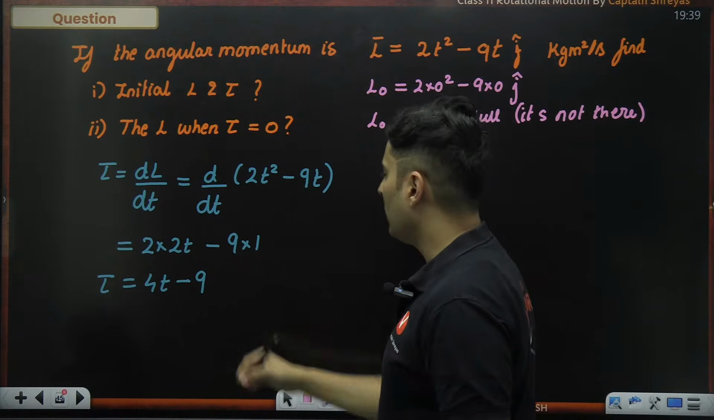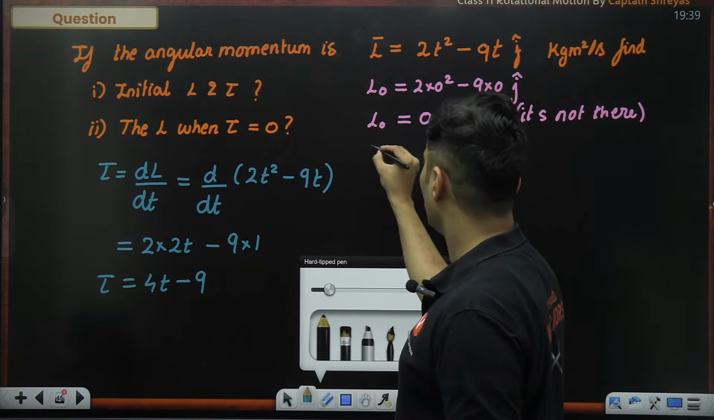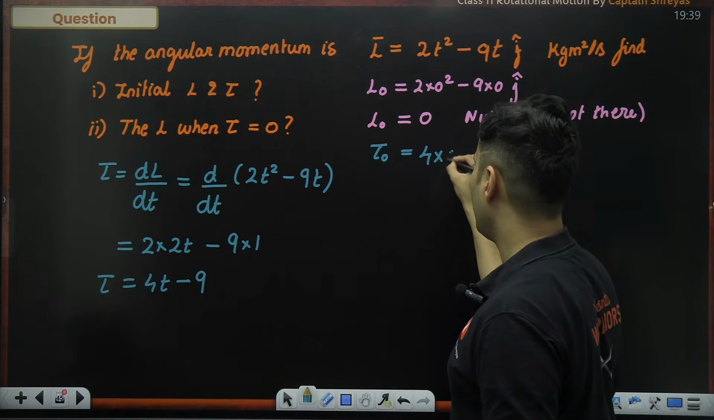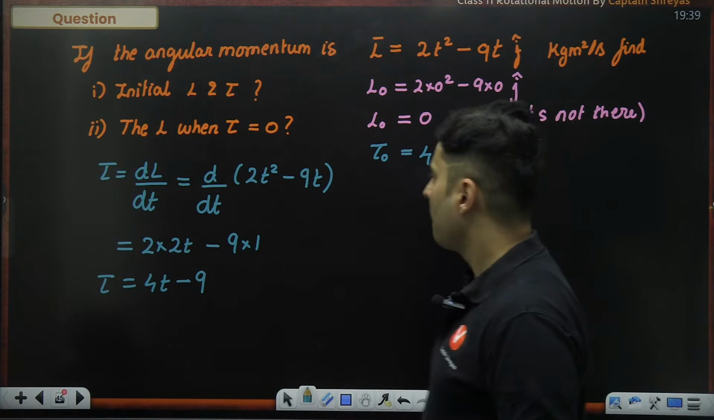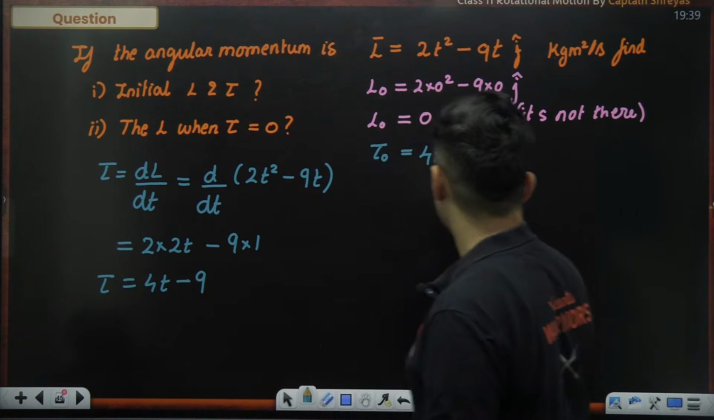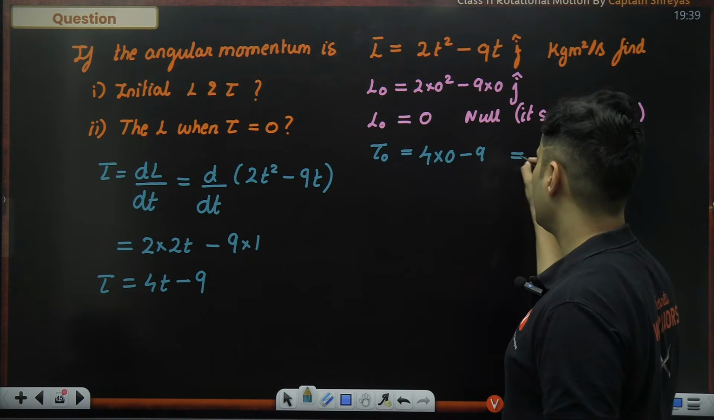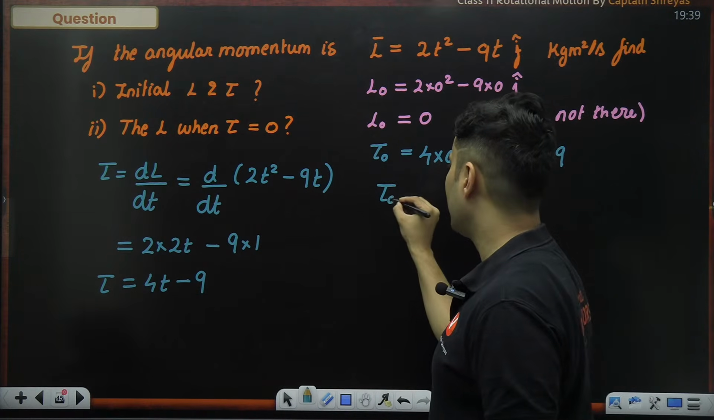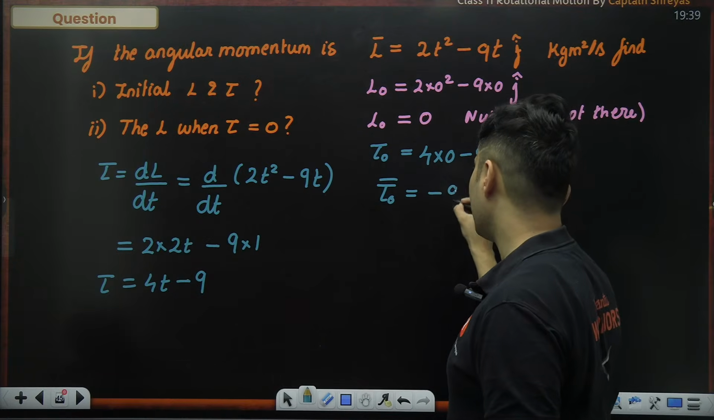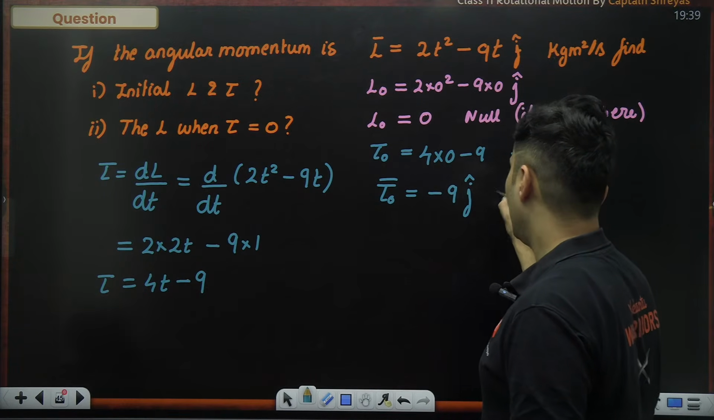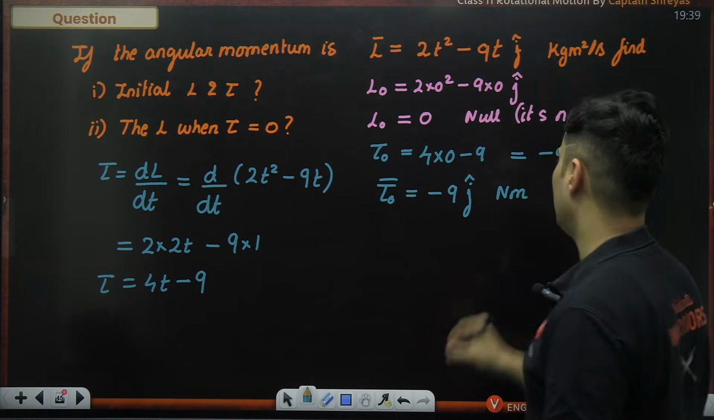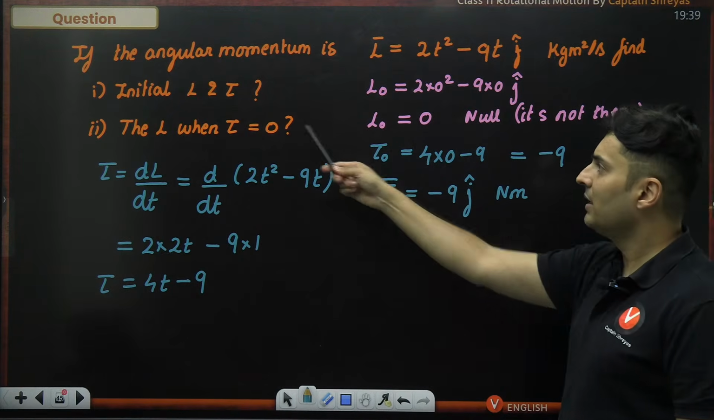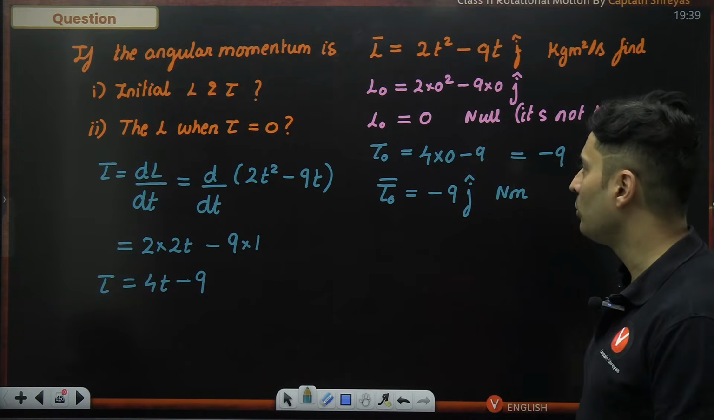If you ask me the torque value, we can figure that out also. For torque, put time as 0. So 4 multiplied by 0 minus 9. Everything will have that j cap. So this will just become minus 9 in magnitude, but in vector form, this will be minus 9 j cap, and that will be in Newton meter. That also is done. So that is the initial torque and initial angular momentum.